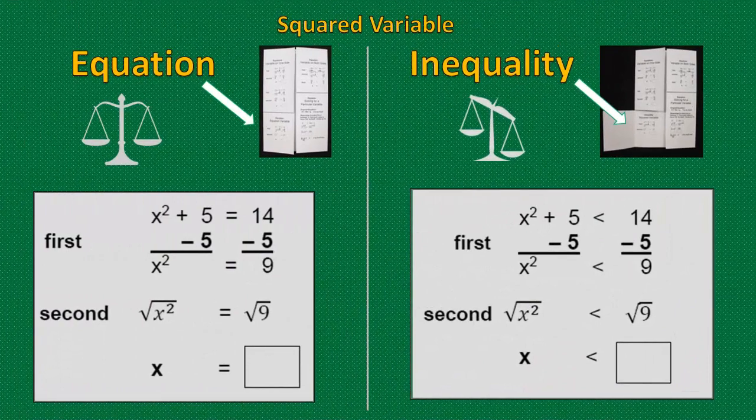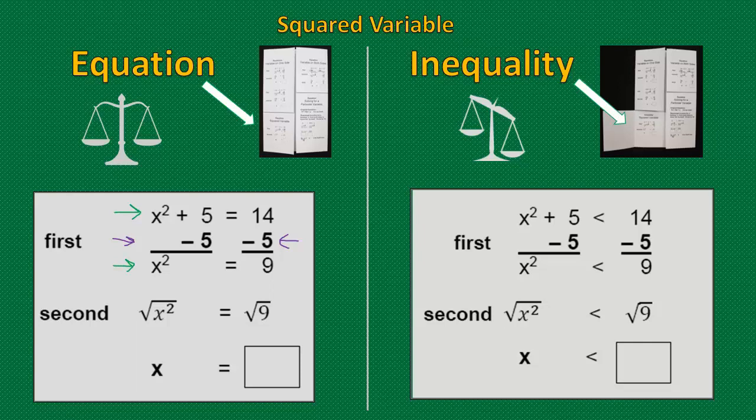Our next problems have a squared variable. Our equation on the left is x squared plus 5 equals 14. Our first step is to subtract 5 on both sides. That leaves us with x squared is equal to 9.